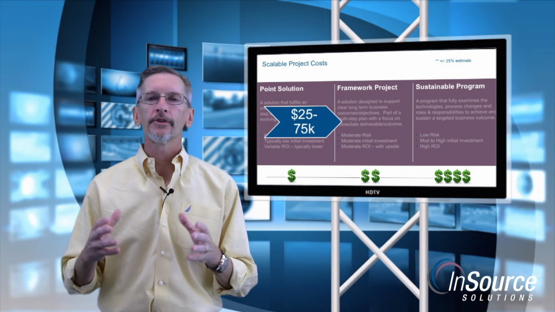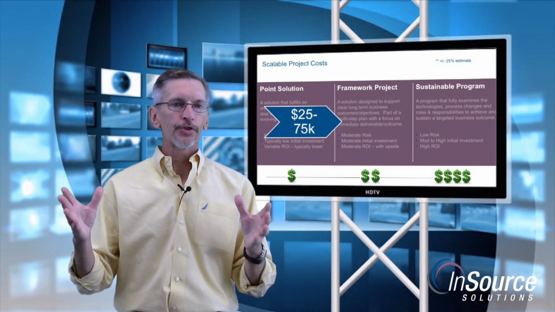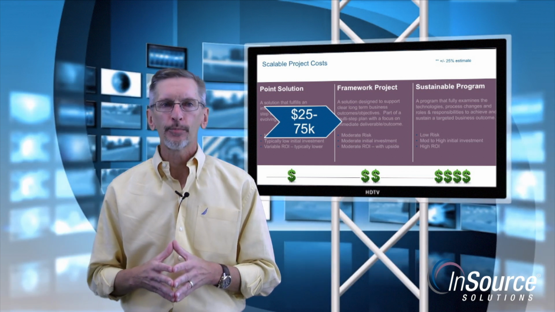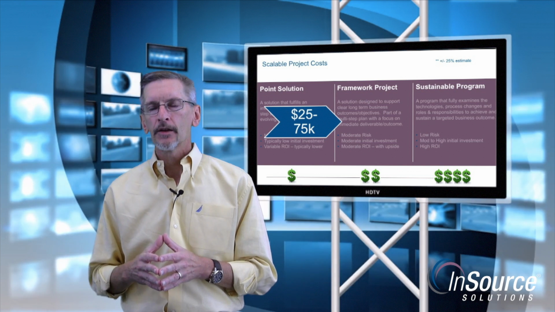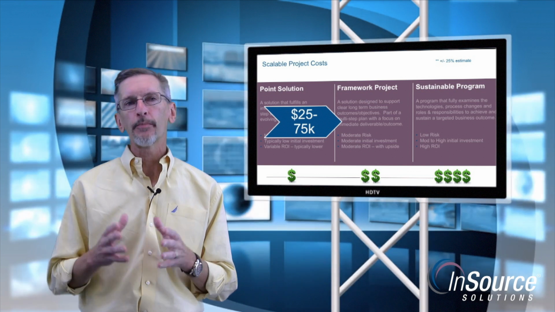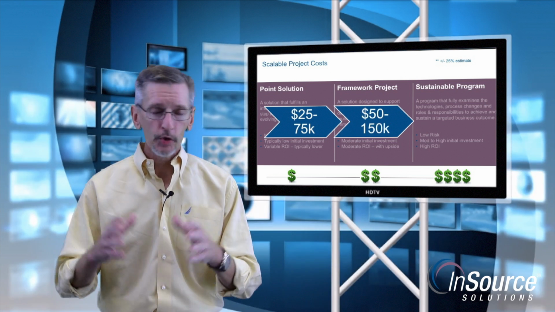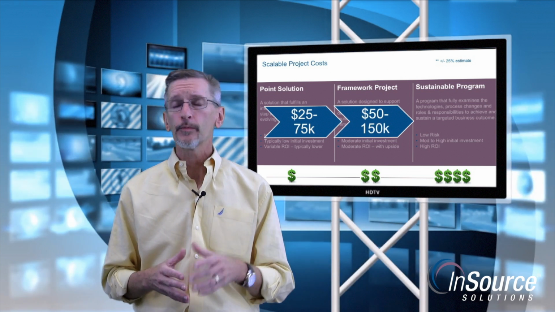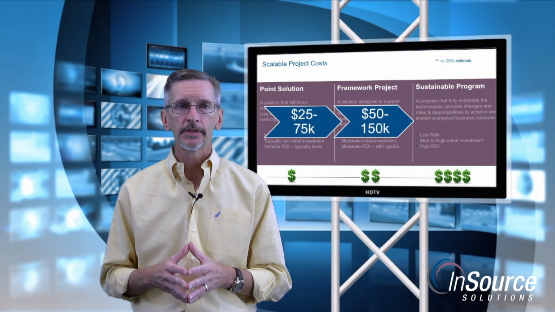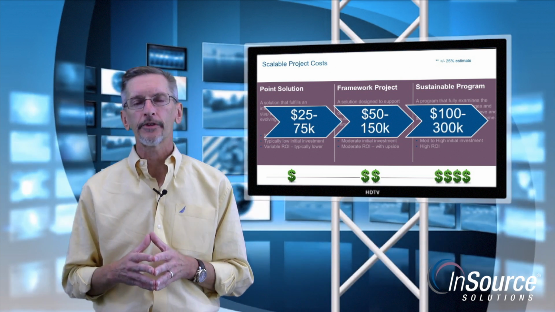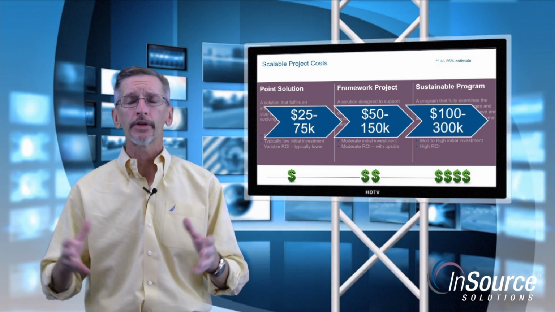Well, I can tell you this. When you look at the maturity matrix, when you look at actionable information, and then you weave in the idea of point, framework, and sustainable, you can do an operational efficiency point solution for between 25 and 75K. You can implement a framework solution for between 50 and 100K. And you can actually do a sustainable program based on operational efficiency for someplace between 100 and 300K.